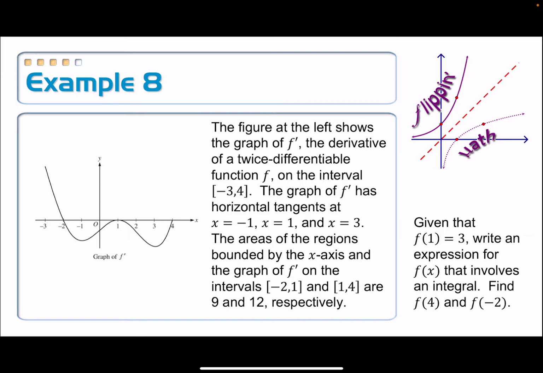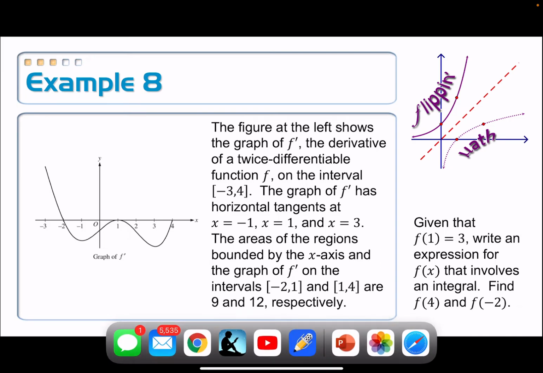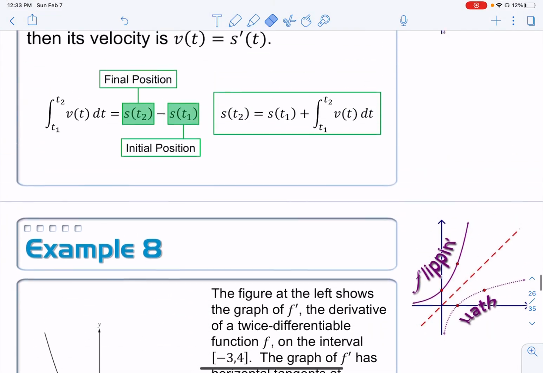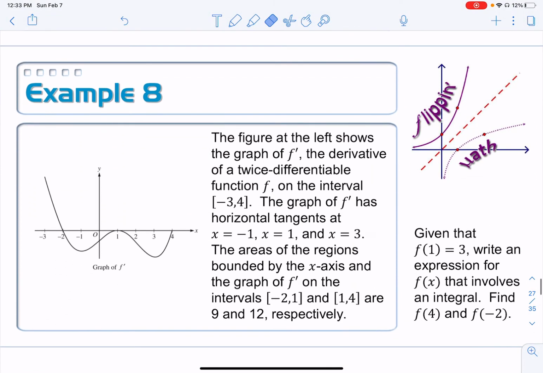This is the new part of this. The area of the regions bound by the x-axis and the graph of f prime on the intervals from -2 to 1 and 1 to 4 are 9 and 12 respectively. So that's going to come into play for the part of the question that we're going to answer right over here. Given that f of 1 is equal to 3, write an expression for f of x that involves an integral, and then find f of 4 and f of -2. Now, you might be looking at this going, well, what does that have to do with the displacement thing that we were just talking about?